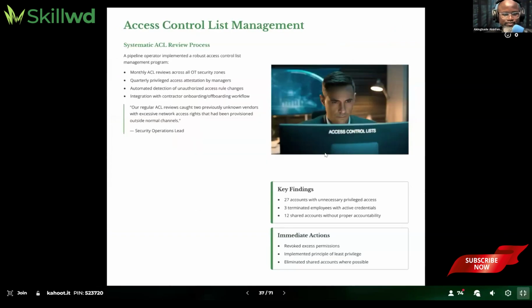Access control list management. Again, in general, our standard is access control. In this case, a pipeline operator implemented a robust access control list management program. Every month, they have an ACL review across all their OT security zones, and a quarterly privileged access review. It's similar to our normal access control, right? In this case, it's just for operation technology. So it's just your standard access control.